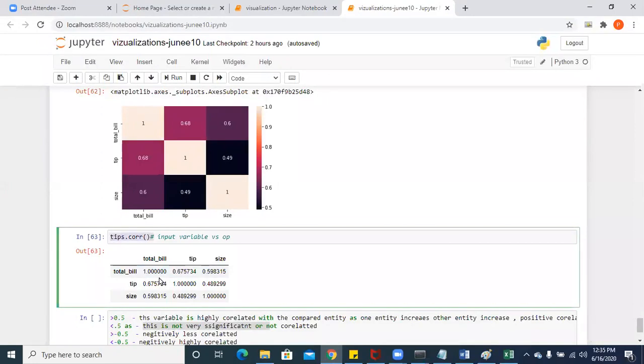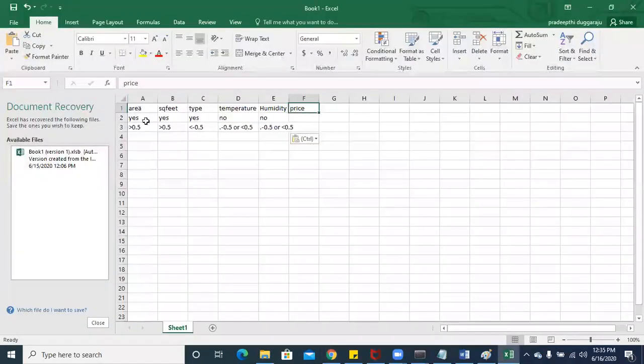In this, you are not able to see because you have only 3 numerical values, right? Did you understand, guys? Did you understand what this correlation is? Anything else?